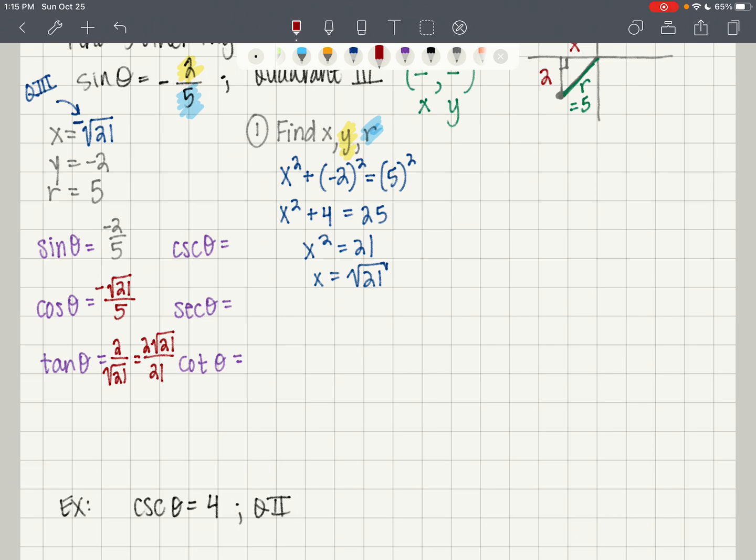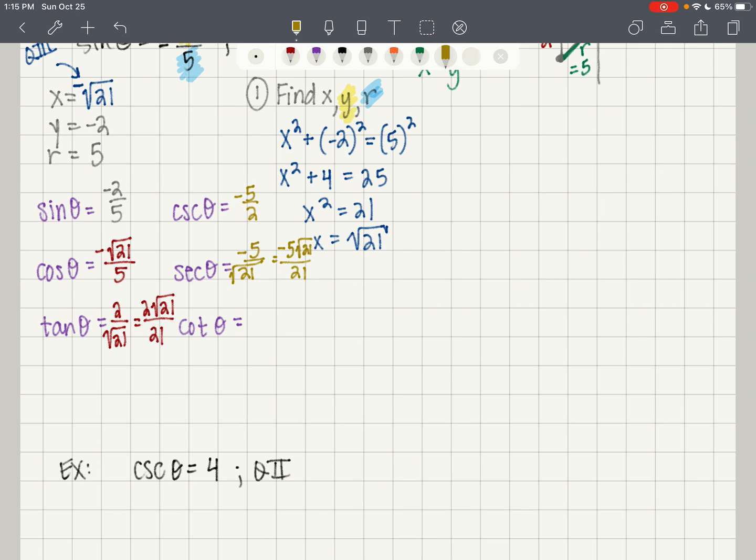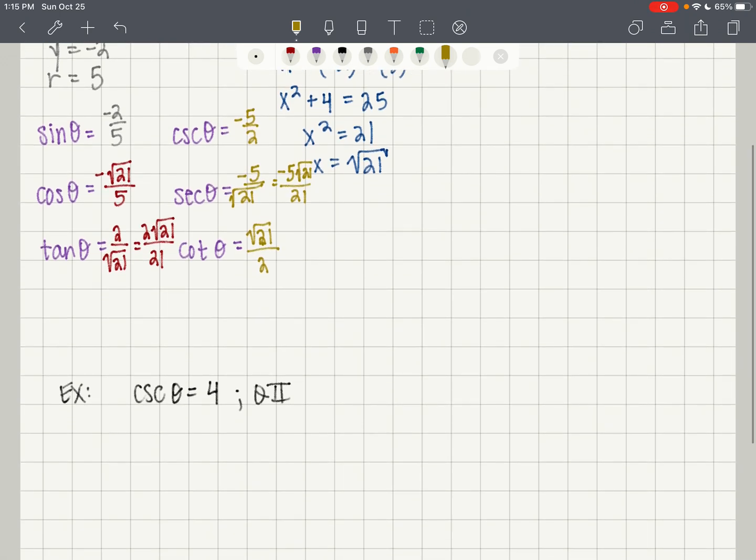The cosecant of theta, I'll do these in gold. Cosecant of theta is -5 over 2. Secant of theta is -5 over the square root of 21, which rationalizes to be -5 square root of 21 over 21. And the cotangent of theta is the square root of 21 over 2. So we have sine, cosine, cosecant, and secant all negative values, and the tangent and cotangent are positive values. That is true. All of that is correct.